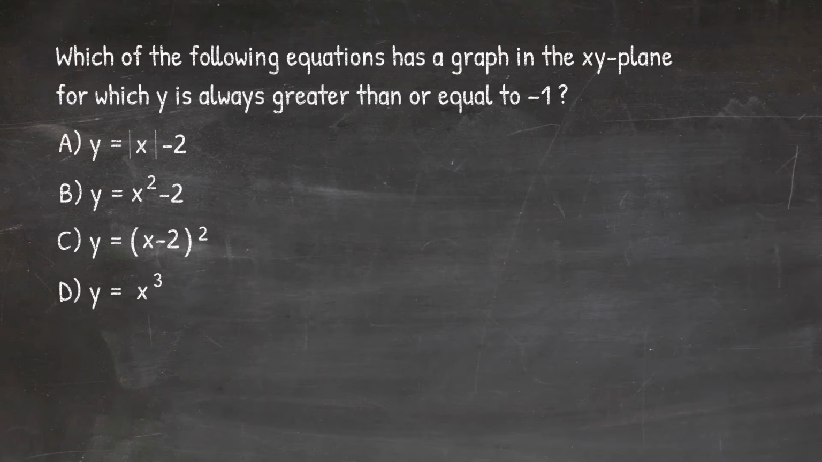So let's take a look at the four of them one at a time. Answer choice A gives us an expression y equals modulus x minus 2. You probably know what modulus x means, but if you don't, let me explain. Modulus x is also referred to as the absolute value of x, which means that no matter what value x holds, whether negative or positive, the output would still always be a positive answer.